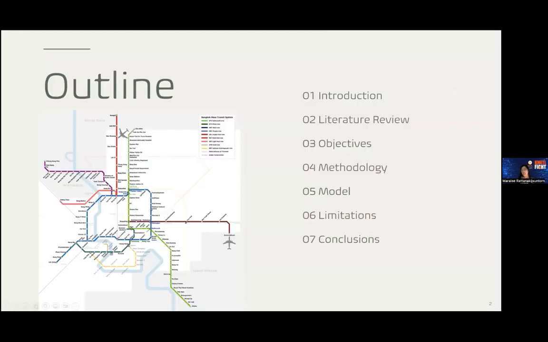Okay, let's start with the outline. Here's today's outline. I'll start with a brief introduction of the work, then move on to the literature review, talk about my objectives, methodology, model, and finally the limitations and the conclusion.